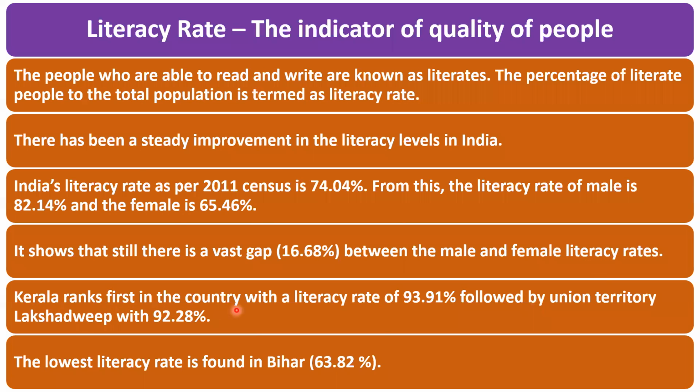Kerala ranks first in the country with a literacy rate of 93.91 percent, followed by Union Territory Lakshadweep with 92.28 percent. The lowest literacy rate is found in Bihar, 63.82 percent.